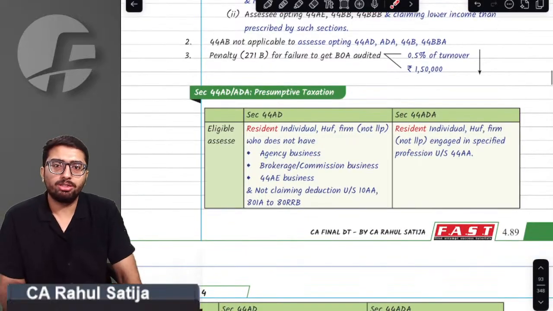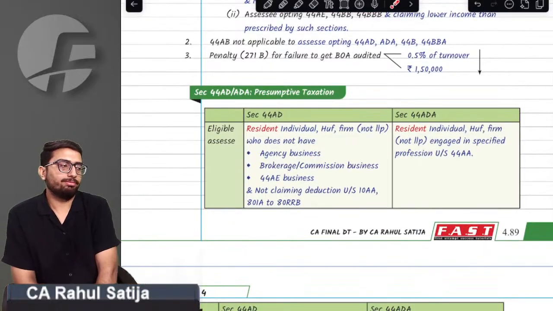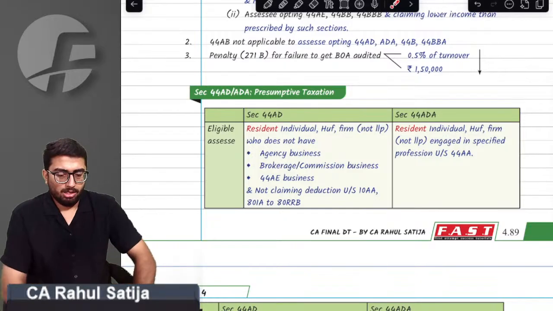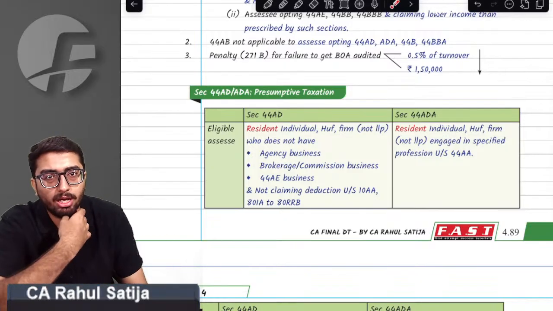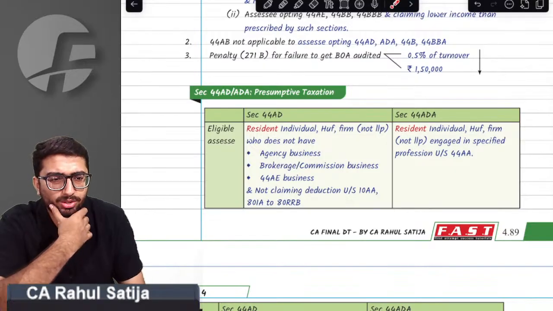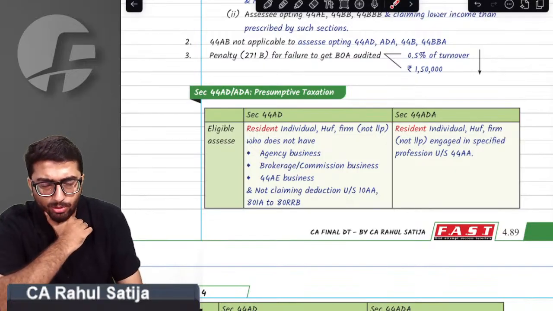Any issue in this audit portion? Any issue in this audit portion, sir? No issue per se.